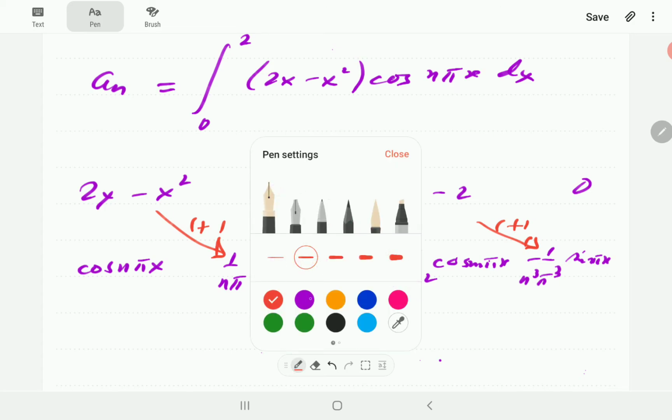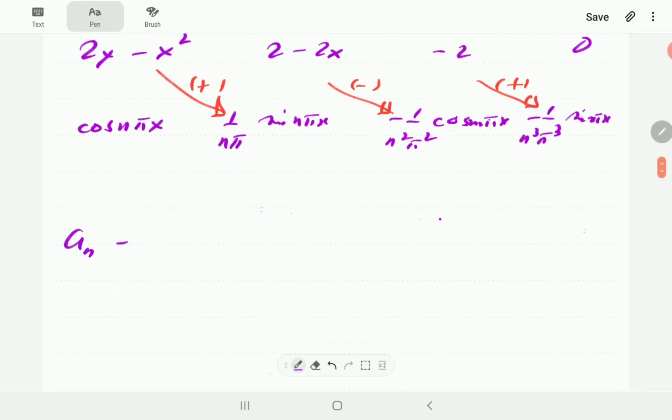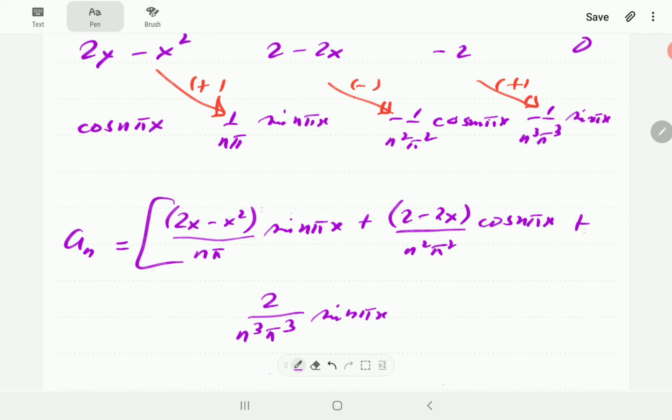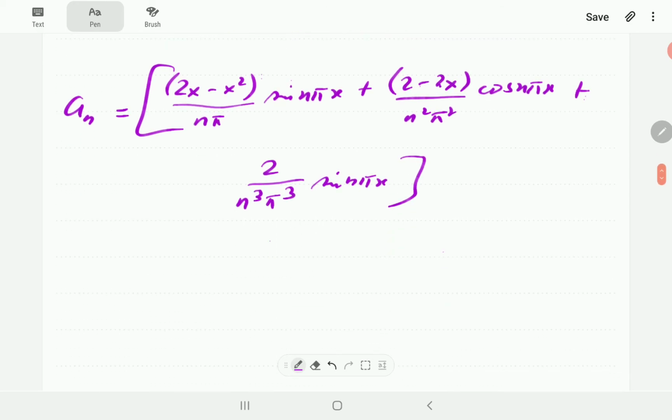So our a n is going to be equal to 2x minus x squared over n pi sine n pi x, plus 2 minus 2x over n squared pi squared cosine n pi x, and then the last one is going to be plus as well, 2 over n cubed pi cubed sine n pi x. Okay, then this is from 0 to 2.